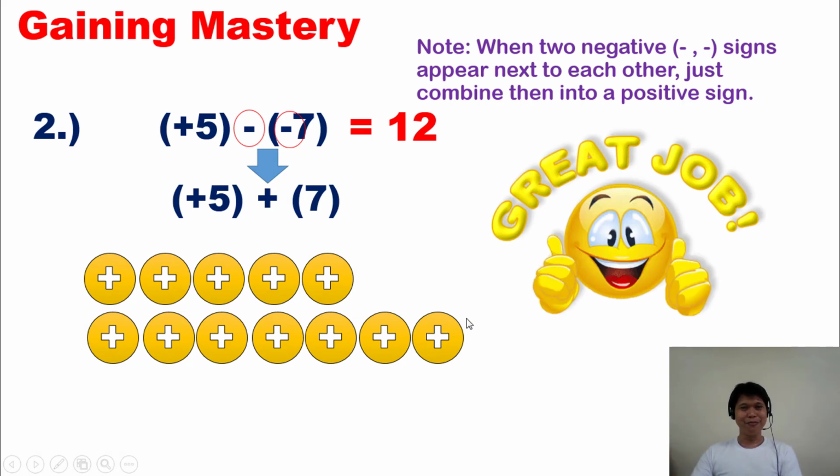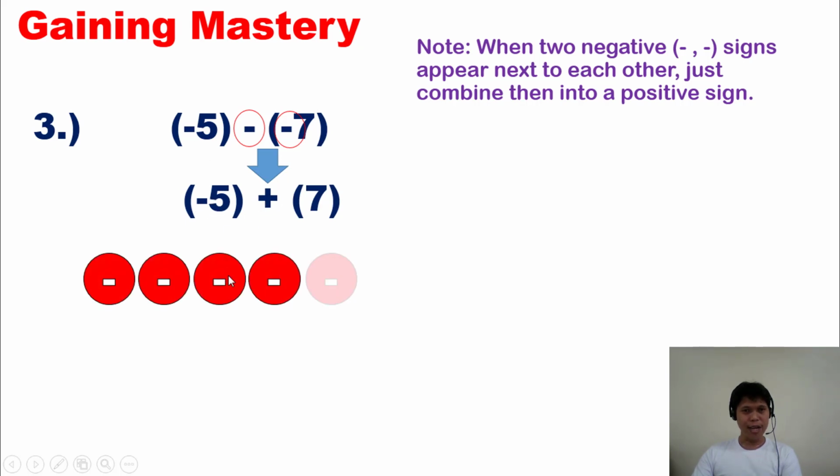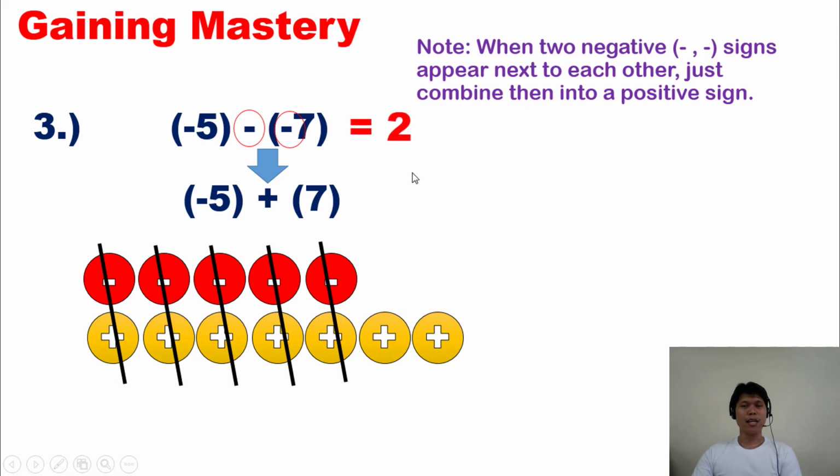Okay, did you get the correct answer? Okay, great job. Next, this one: negative 5 minus negative 7. Go. Okay, once again, we just combine them and they are going to become a plus or positive sign. So negative 5: 1, 2, 3, 4, 5, and then positive 7: 1, 2, 3, 4, 5, 6, 7, and then zero pairs, and we have positive 2, the answer.